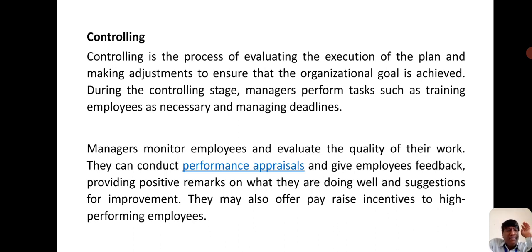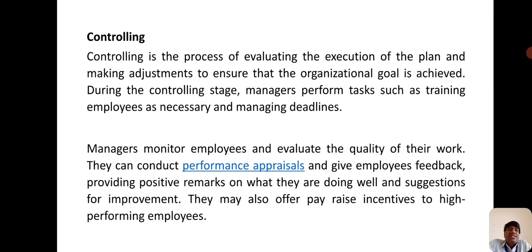So it's very clear. In the planning process, you will be deciding everything: what to do, how to do, when to do, where to do, why to do, whom to do. You have all the answers for the series of questions. So controlling is to see that everything goes as per the plan. Controlling is the process of evaluating the execution of the plan and also making adjustments to ensure that the organizational goal is achieved. If there are any obstacles or hurdles on your way to perform your duties, or for any staff, the manager must immediately assist, regulate, and take corrective measures to see that everything goes as per the plans. So that is what controlling is.